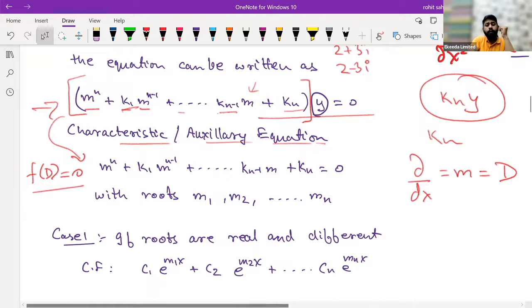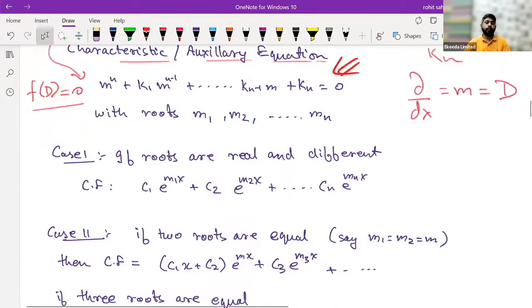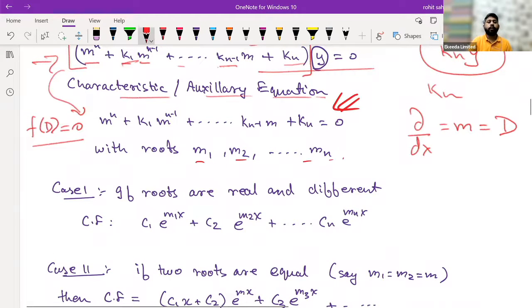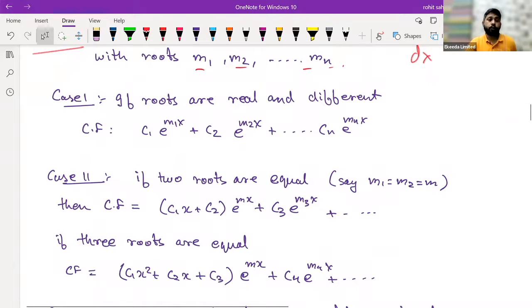Depending on that, we'll get our solution also. Fine. So this is the auxiliary equation. This is important, what I have written here. You'll always require your auxiliary equation when you are trying to solve these equations. The auxiliary equation will give you roots. Let's say the roots are m1, m2, and so on up to mn. With this information, now let's see the different cases where your roots are different.